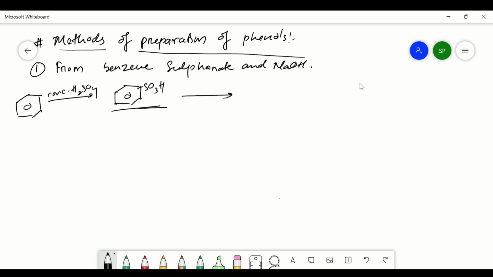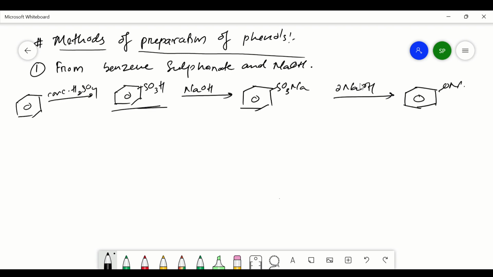This on further reaction with sodium hydroxide produces SO3Na, and this reacting with 2NaOH produces sodium phenoxide, ONa, and upon further reaction with a mild or weak acid, this produces phenol. This is the method of preparation of phenol from benzene sulfonate or benzene sulfonic acid.